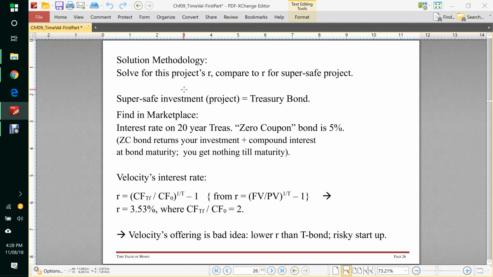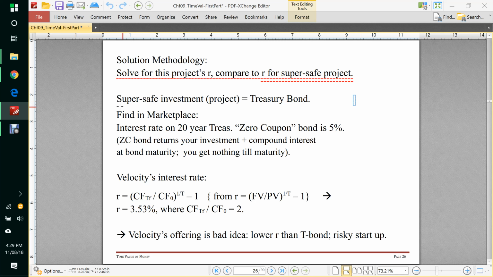Okay, so now there are a couple ways to solve this. This is the first way I thought to solve it. One thing that might be smart to do is solve for this project's interest rate, the interest rate we would enjoy if we did this, and compare it like we did in the first chapter, the first problem that we looked at. Compare this to the interest rate of a super safe project.